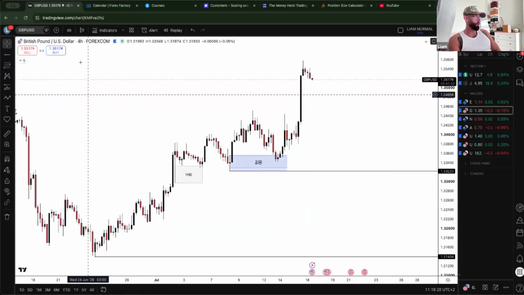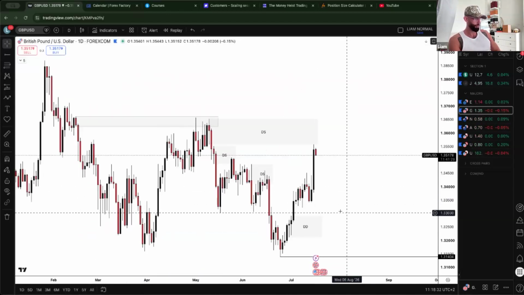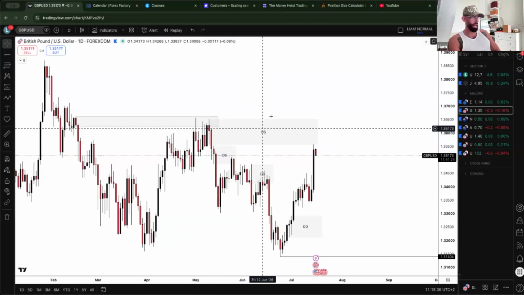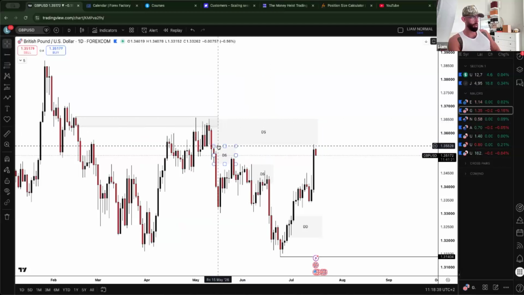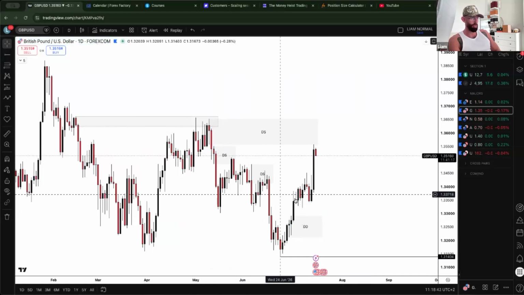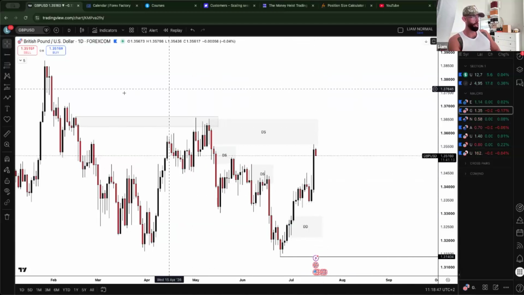Now, Great British Pound, US dollar, let's see what she's doing. Of course, if you look at it from a daily, we've pretty much reached into this daily supply area now. We've filled in that imbalance that we had left above this previous daily supply. And it's been extremely bullish. So we're in this and we're having a slow reaction from there.